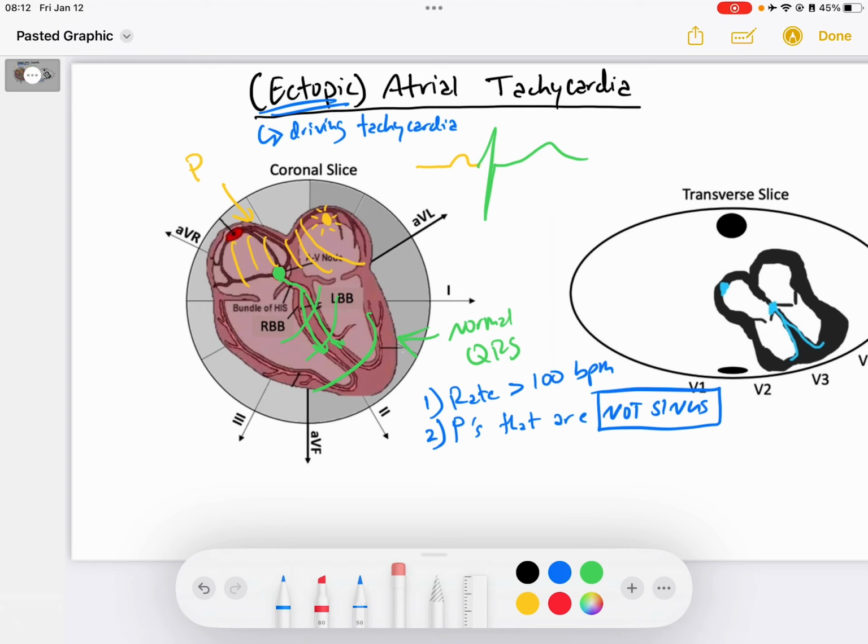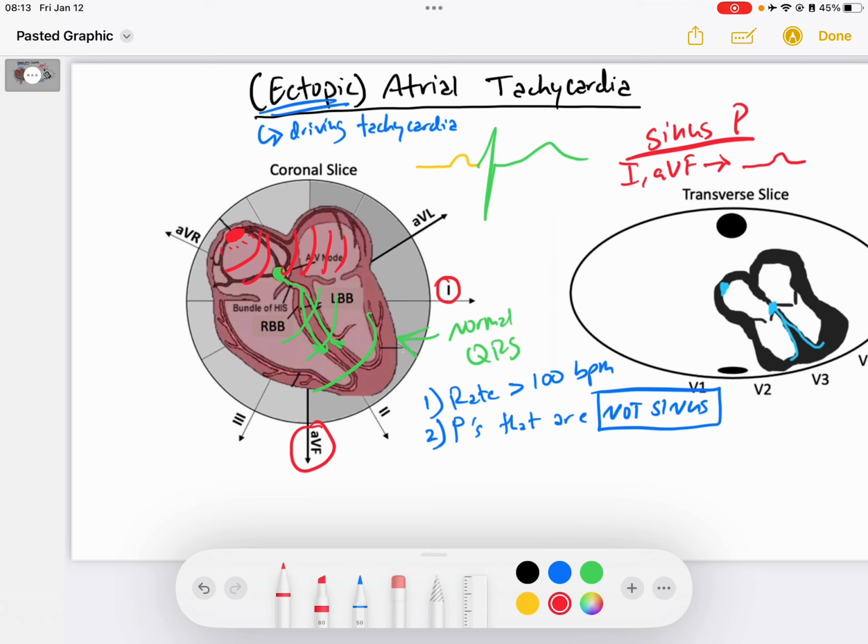Well, we know that our sinus P waves, typically, when they arise from our sinus node right here and they fire, the sinus node is in the upper right-hand corner of our atria. And when it fires down to the left, a sinus P wave goes down and to the left, which means it's going to be positive in lead 1 and positive in AVF. So in lead 1 and AVF, which measure if something is going down or to the left, we're going to have a positive P wave.